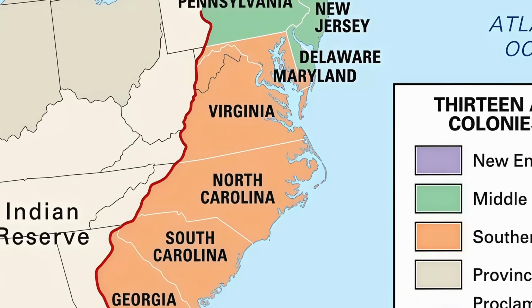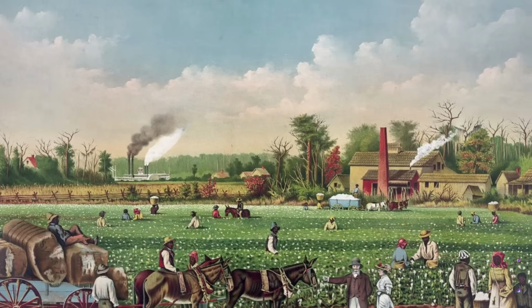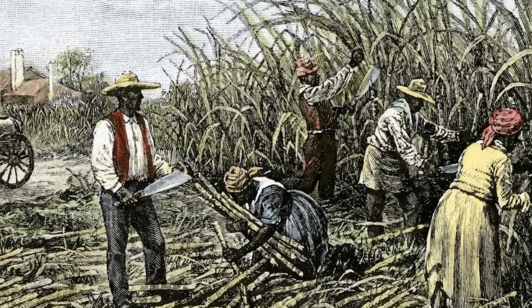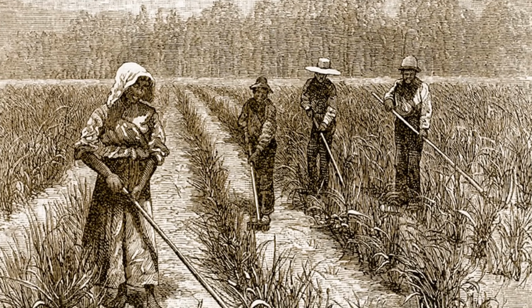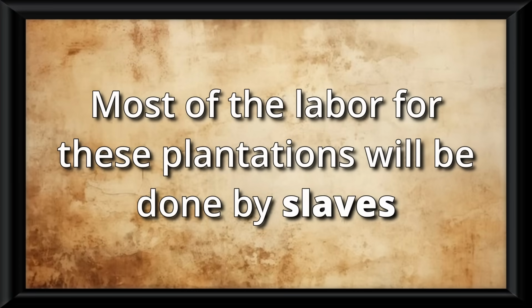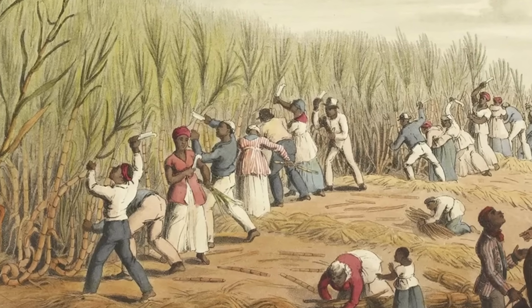The last one we have here though are the Southern Atlantic plus the British West Indies colonies. These ones are going to be your plantation economies, where you'll see cash crops being farmed like sugar in the Caribbean and rice and indigo in the South. It should also be noted that most of the labor for these plantations will be done by slaves, meaning the majority of the population in most southern colonies will actually be African slaves.